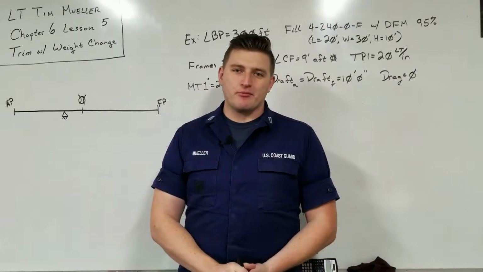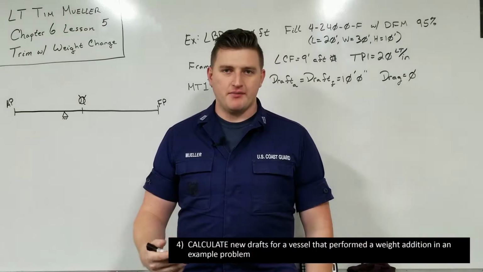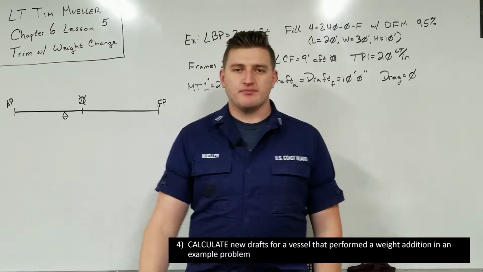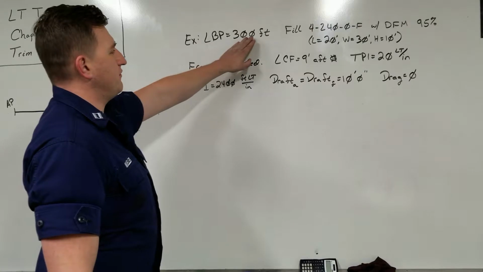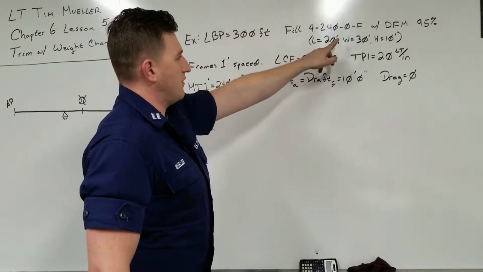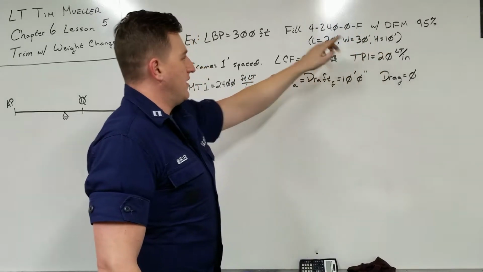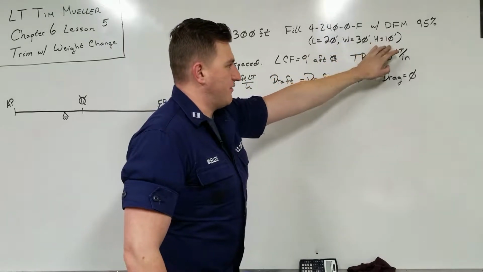All right, now for the example problem. Just like I did in the last video, I'm going to do this one with you in real time so you can see my thought process on how to solve these problems. Now let's take a look at the prompt. We have a ship, LBP equals 300 feet, and we're going to fill a fuel tank, 4-240-0-F, with diesel fuel to 95%. Length is 20 feet, width is 30 feet, H is 10 feet.